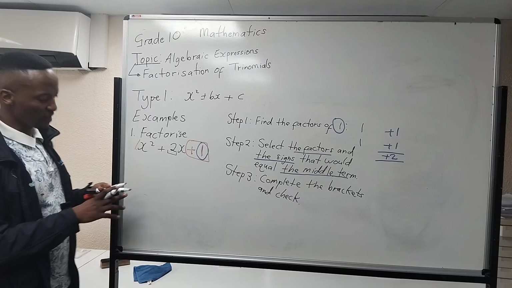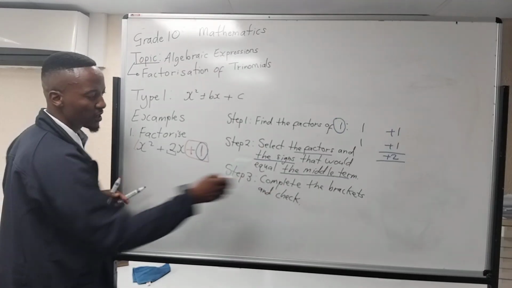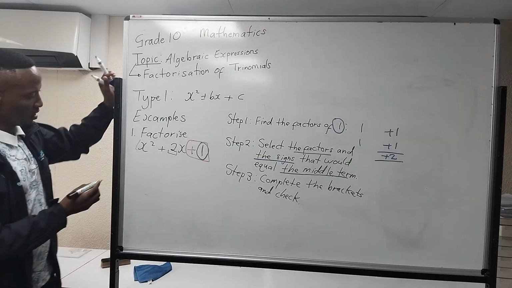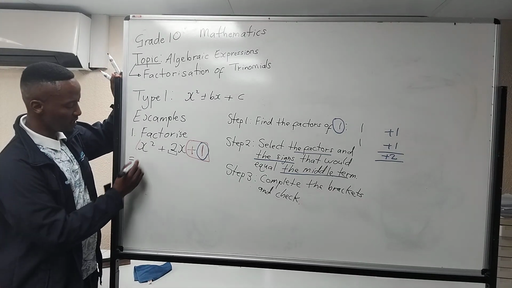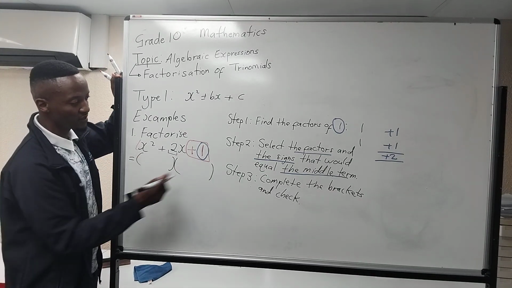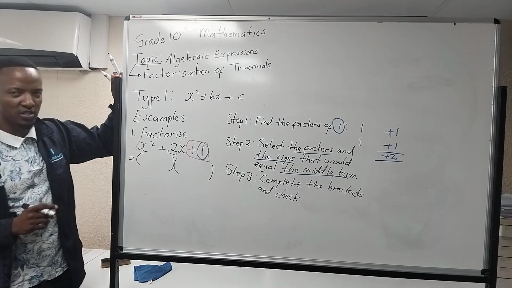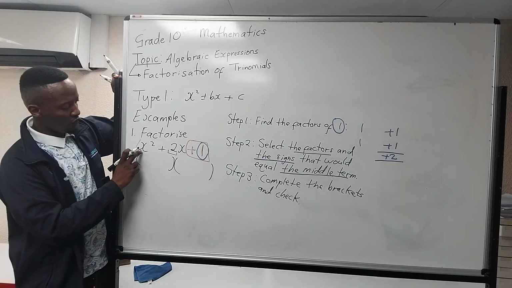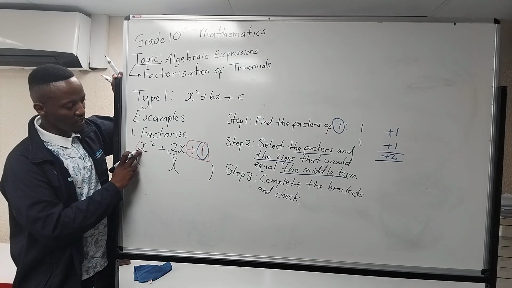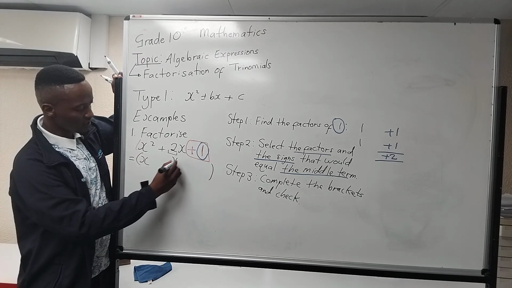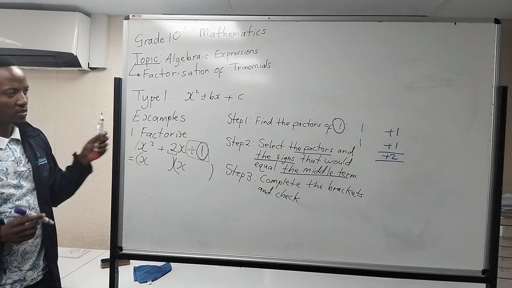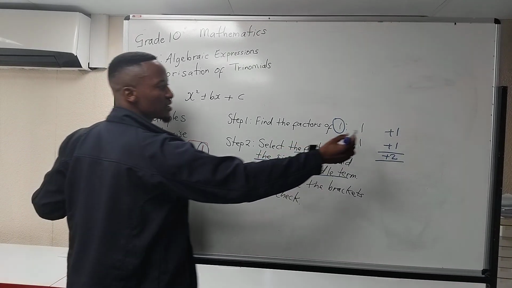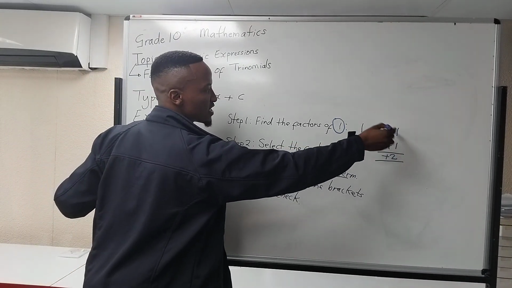And the last step now, we must complete the brackets and we also check. So we'll start with equal sign because now we are factorizing our trinomial. We have the 2 brackets that we must complete according to step 3. For us to get x squared, it means in our brackets we need to have x and also x. Now in completing our brackets, already here we have selected the factors as well as the signs.